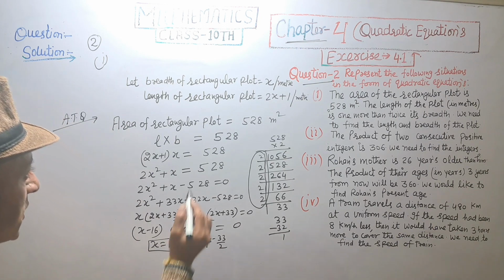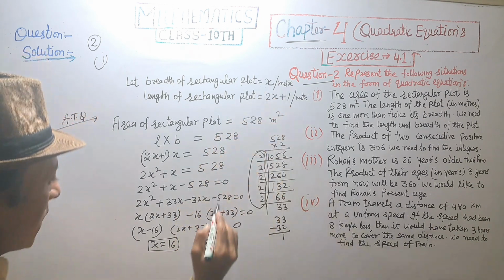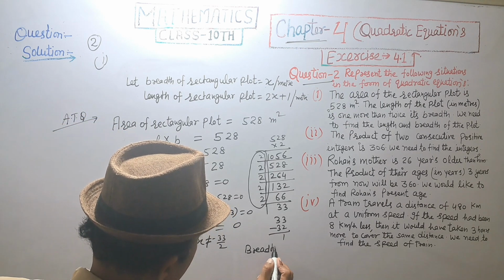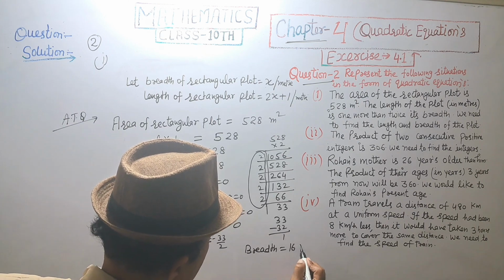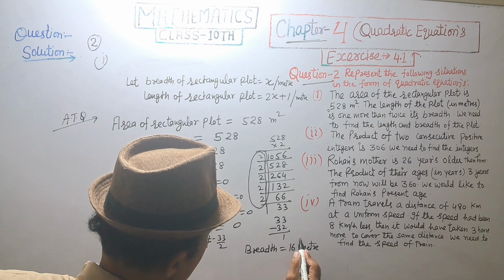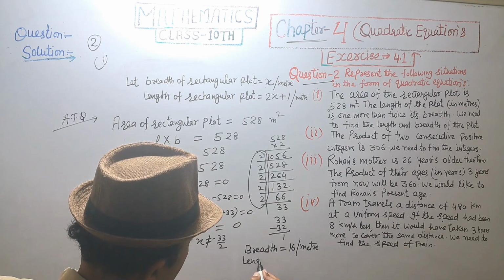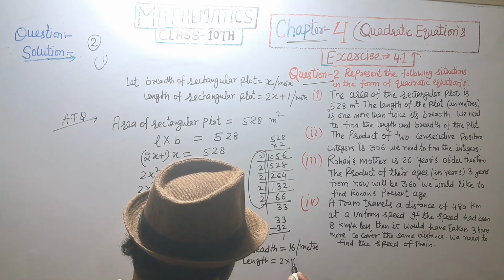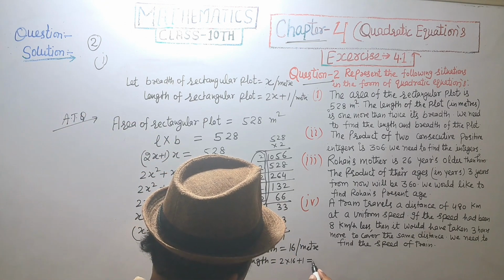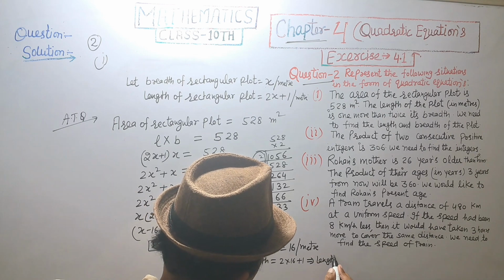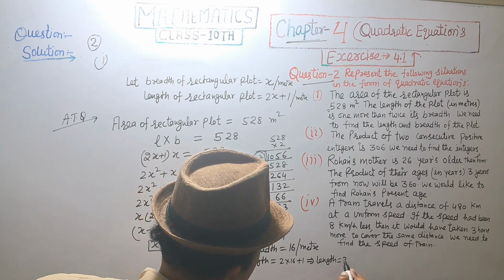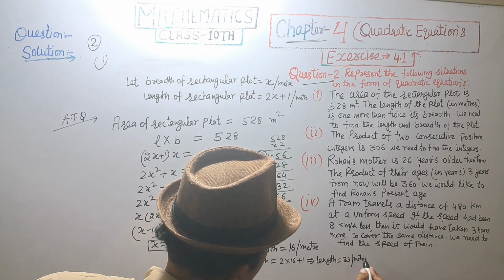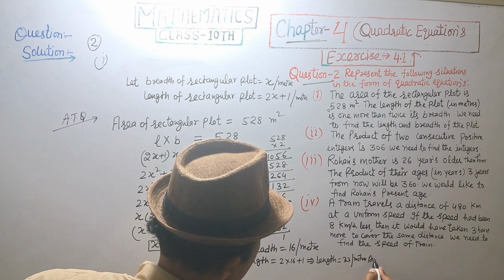x equal to 16 means the breadth is equal to 16 meters. The breadth is 16 meters and the length is equal to 2 multiplied by 16 plus 1. This implies the length is equal to 33 meters. Answer.